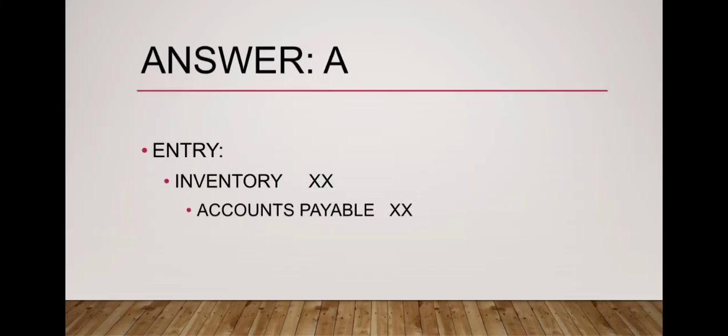The correct answer for question number 4 is letter A, since the correct entry is debit inventory and credit accounts payable. We debit inventory because the acquisition of inventory signifies an inflow of inventory to the business, and we credit accounts payable because the transaction results to an obligation of the business, and therefore we have to establish an accounts payable account.